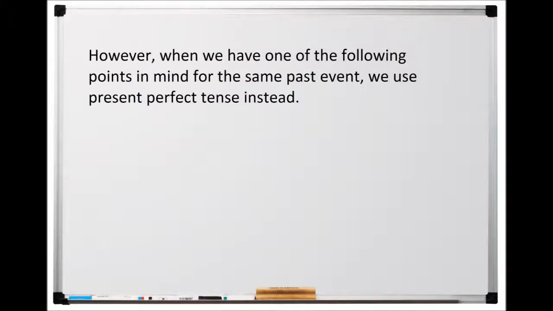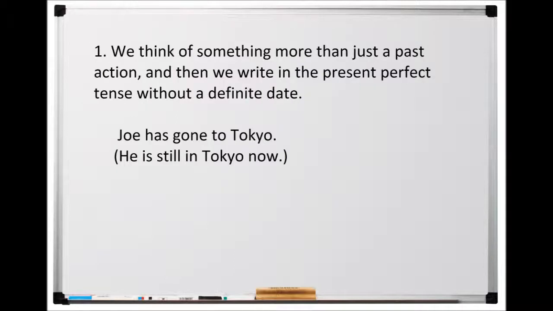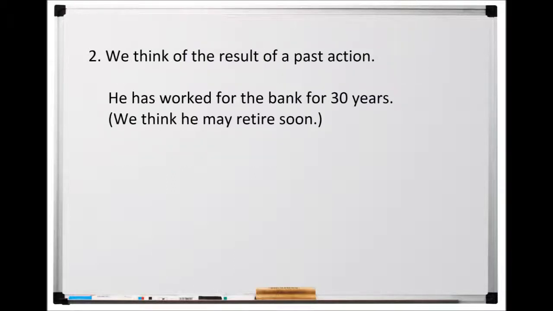However, when we have one of the following points in mind for the same past event, we use present perfect tense instead. 1. We think of something more than just a past action, and then we write in the present perfect tense without a definite date. Joe has gone to Tokyo. He is still in Tokyo now. 2. We think of the result of a past action. He has worked for the bank for 30 years. We think he may retire soon.